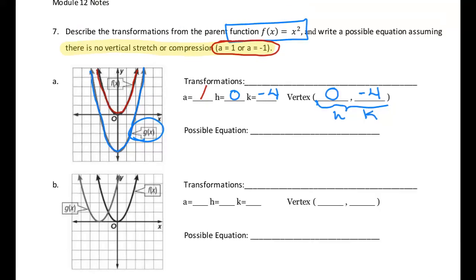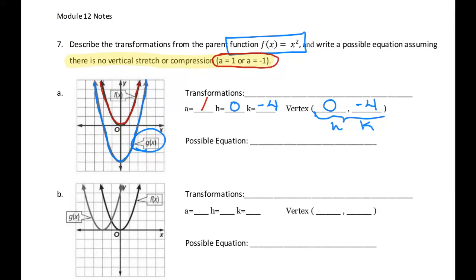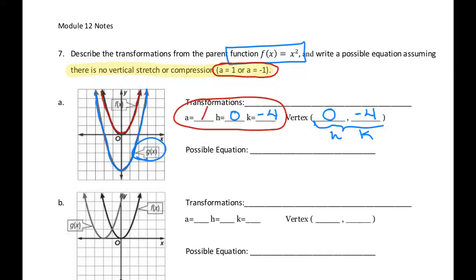Okay. So transformations. I need to look at A, H, and K for my transformations. A is equal to 1. So when A is equal to 1, is that a change from the parent parabola? No. So we don't need to write that as a transformation. H here is equal to 0. Does that mean any change to the right or to the left if it's 0? No. So I don't need to talk about that one either.